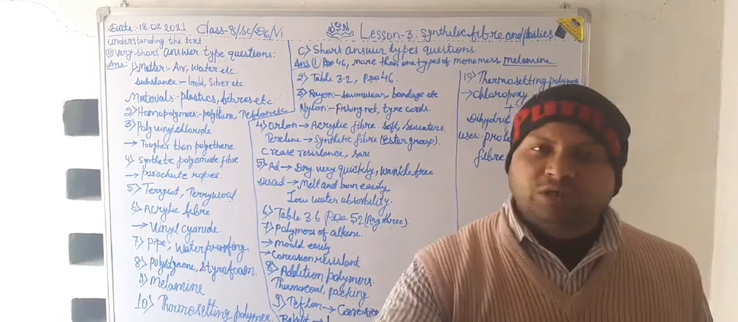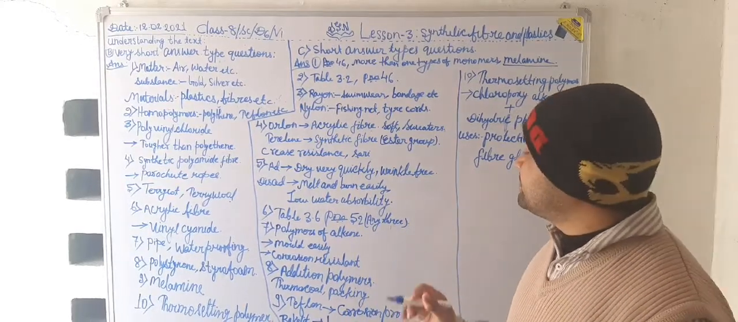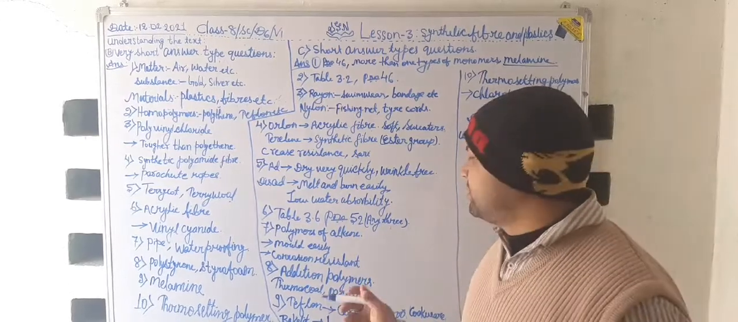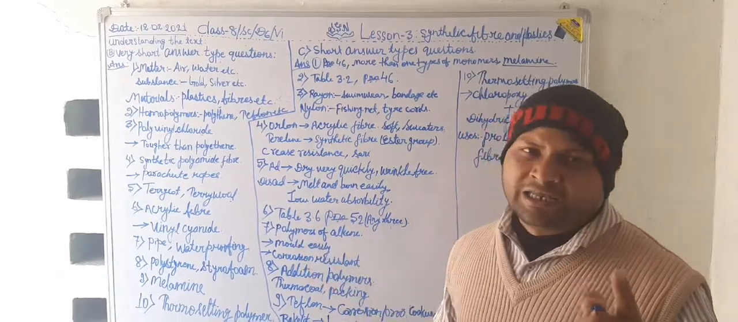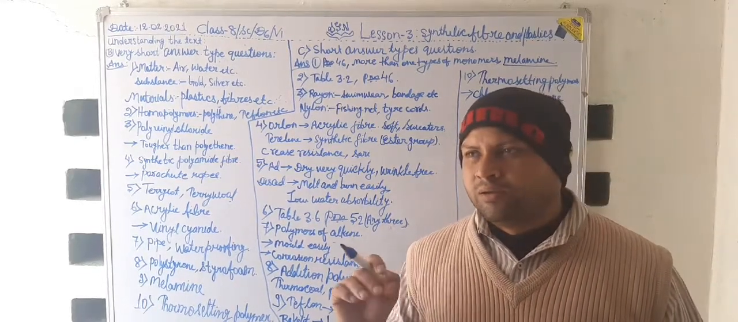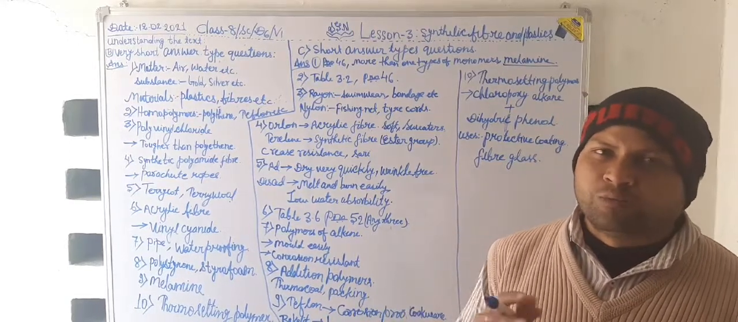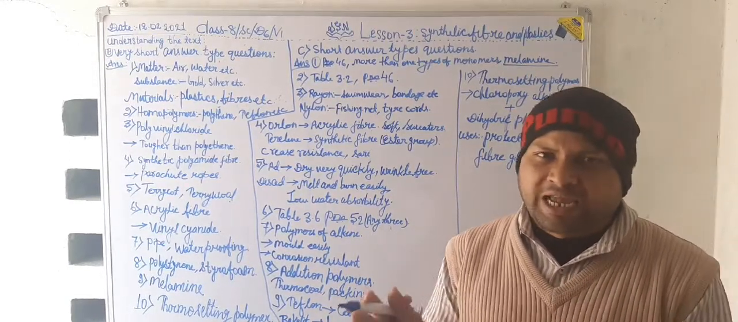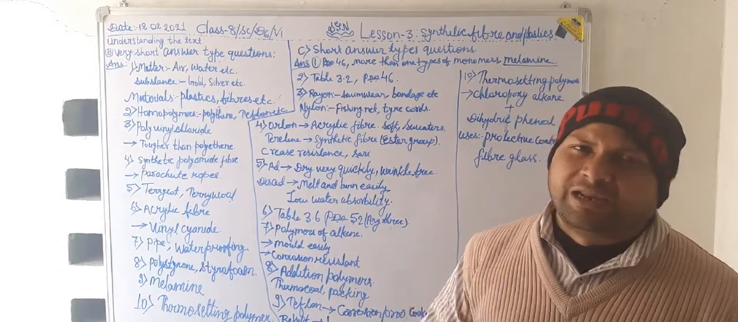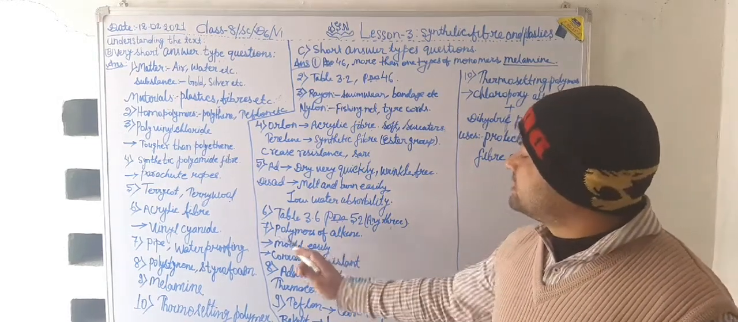Now move towards question number 7. What is polythene? Polythene, you know, is a polymer of alkane, and it is an addition polymer. It is made up of long chains, and it is very soft, and the molecular force between the chains is very weak. So it can be molded again and again into a desired shape. So you have to remember all these questions.